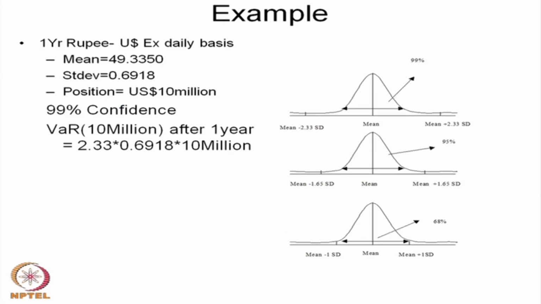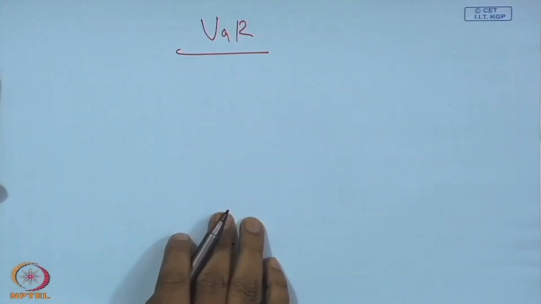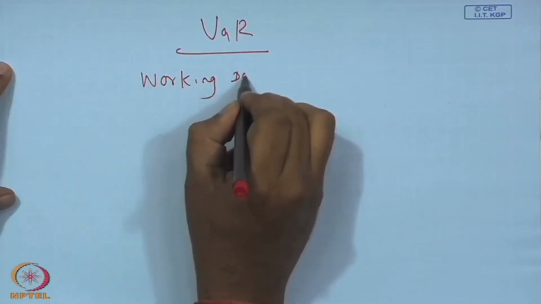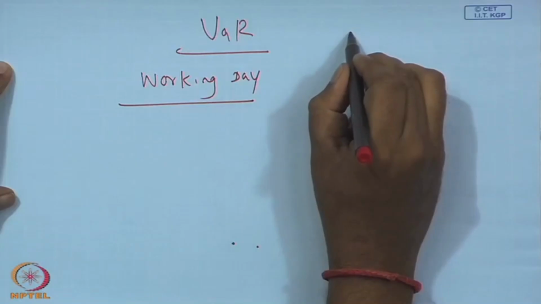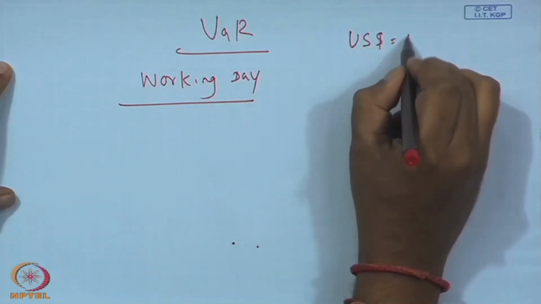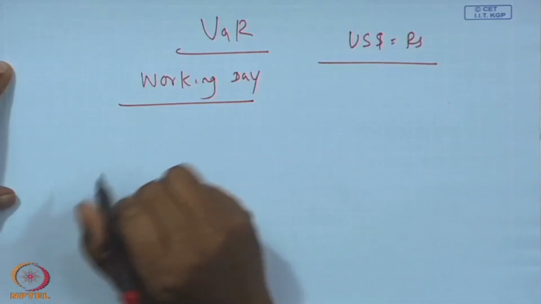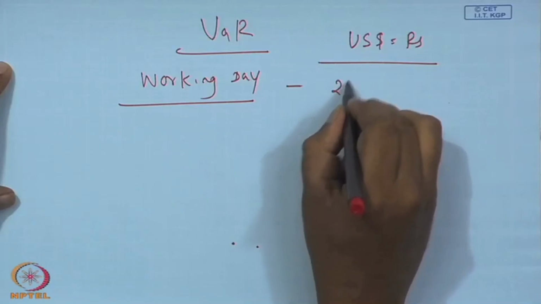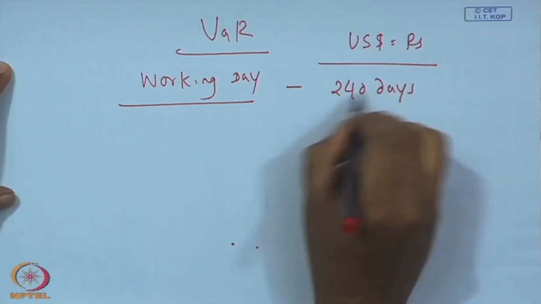Here is one example: suppose you have taken one year of rupee and US dollar exchange data. Now we are estimating the VAR. In the Indian context we use working days. Suppose you are estimating the US dollar and Indian rupee exchange rate volatility, you have to take working days. In India we have around 240 working days in the foreign exchange market.